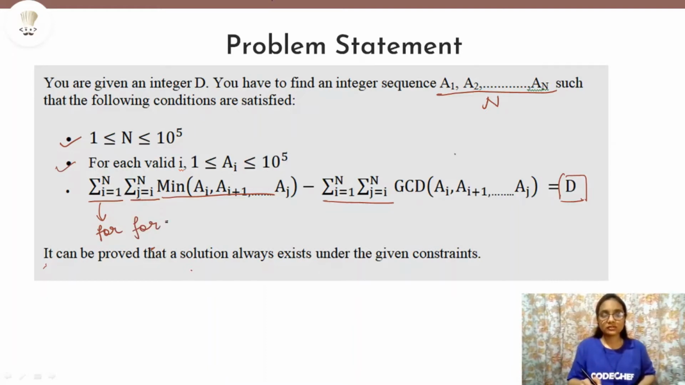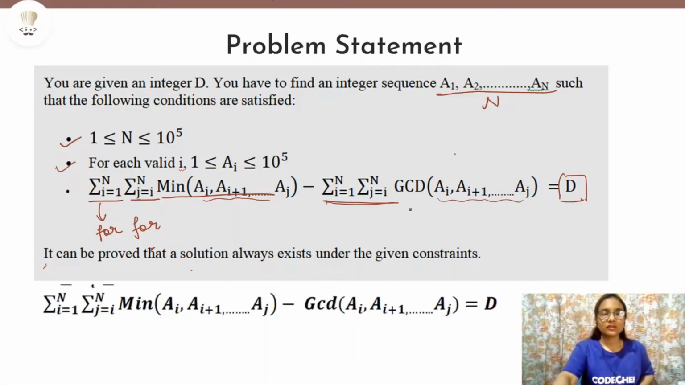Also, one more thing to notice is, in the first part of the expression and the second part of the expression, we have the same summations, only the minimum and GCD differ, and we are supposed to find the minimum for the same group as well as the GCD for the same group of elements. So this can also imply that we can take these two summations in common and then write this expression, minimum minus GCD, together like this. So this expression and this expression mean the same thing.